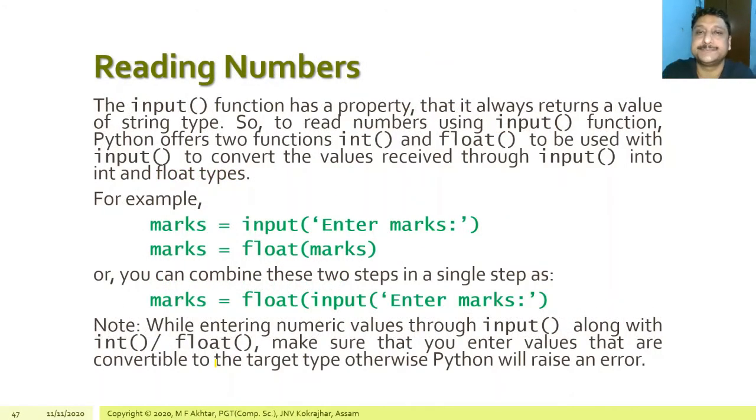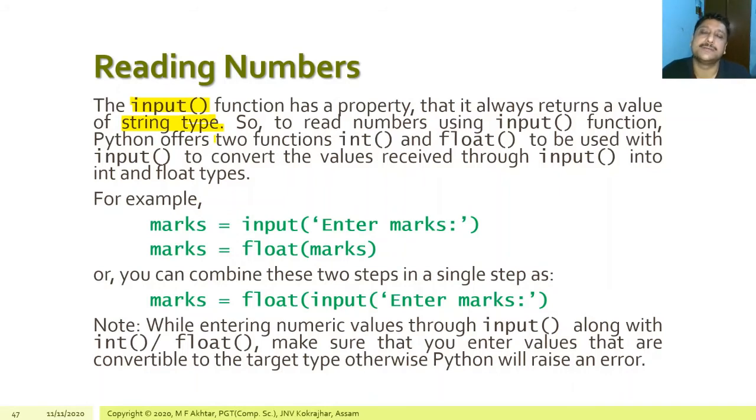Reading numbers. The input function has a property that it always returns a value of string type. See here, the input function, what happens? It always returns string type.